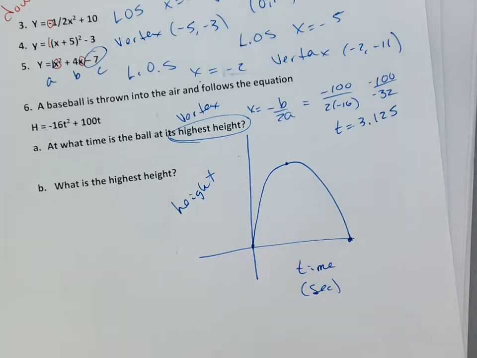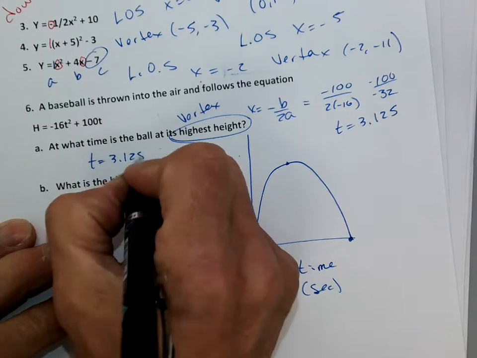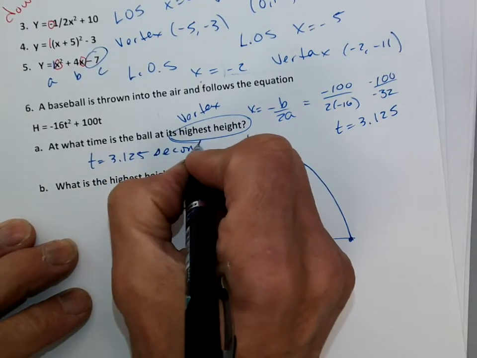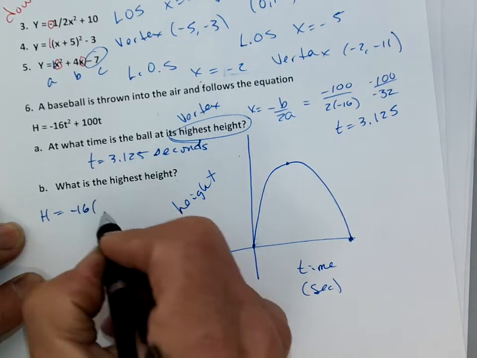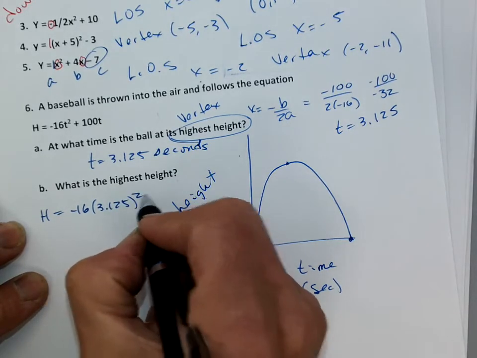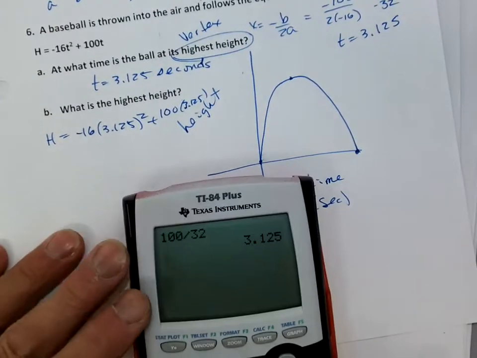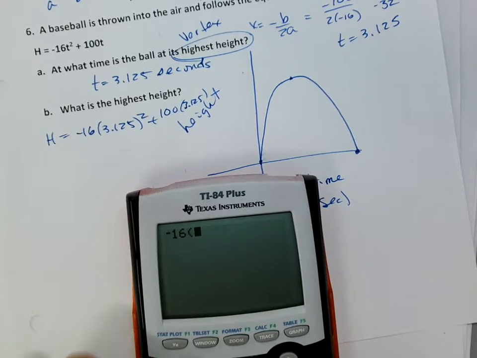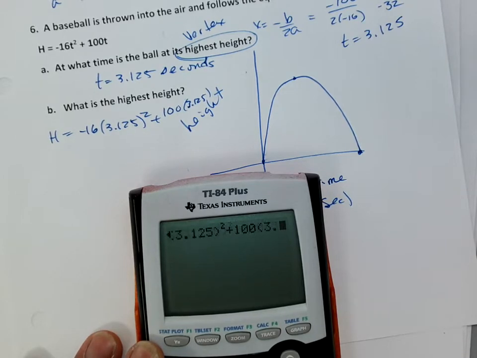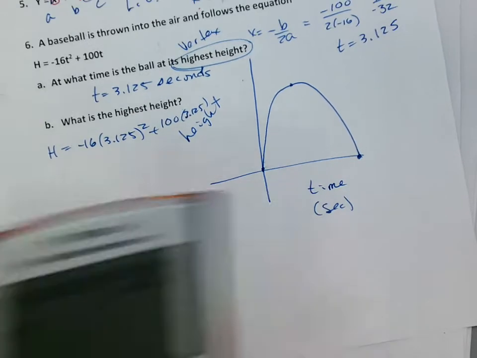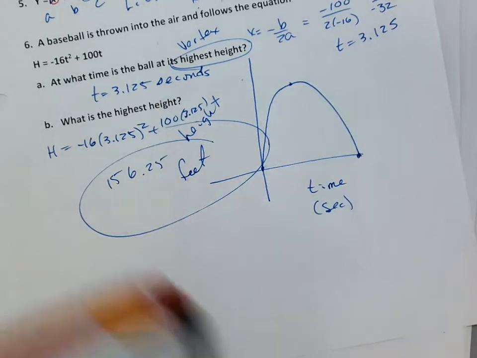How high is that? Well, we got to plug that in. Okay, so the time is 3.125 seconds. The height, we have to plug that in. So we'll go h equals negative 16 times 3.125 squared plus 100 times 3.125. And again, I'm going to use my calculator. I'm going to go ahead and just plug them in. So we'll go negative 16 times 3.125 squared plus 100 times 3.125. And my height is about 156.25 feet high. Okay, can you do that tomorrow?